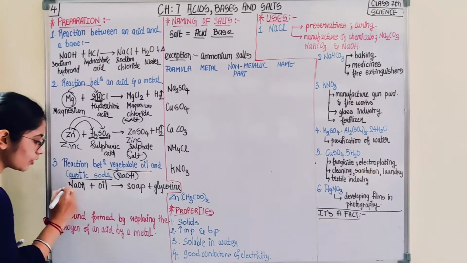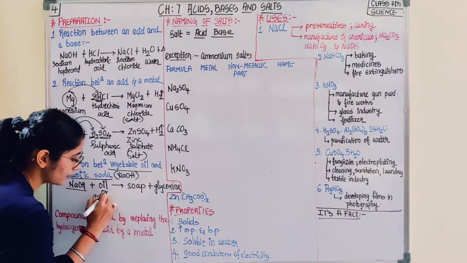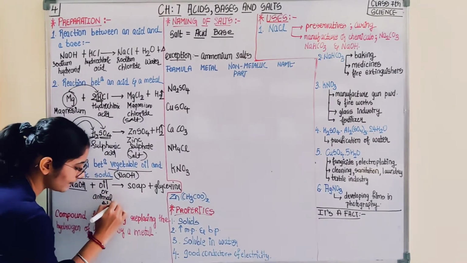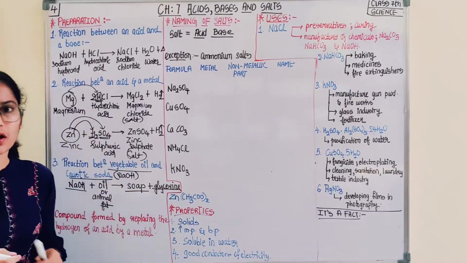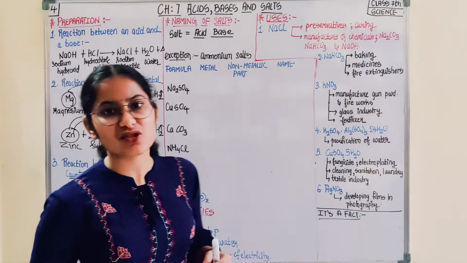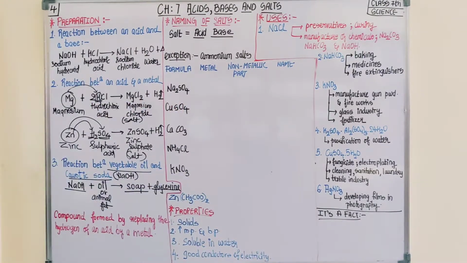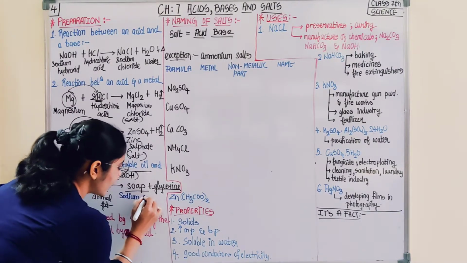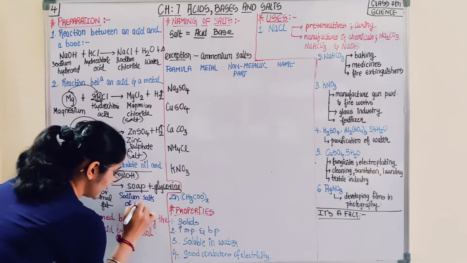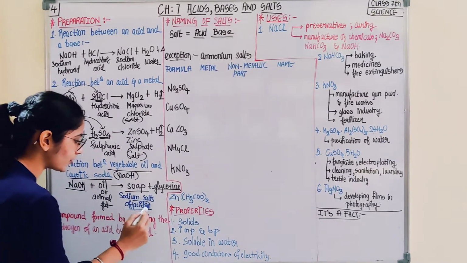So when caustic soda reacts with vegetable oil, or you can replace it with animal fat, so either you use animal fat or oil with sodium hydroxide, you would be getting soap and glycerin. Now you would be thinking, man, the chapter is about salts and you are talking about soaps. So you recall carefully, soaps are nothing but the sodium salts of acids. Soaps are nothing but salts of acids. That means acid is required to make the salt.